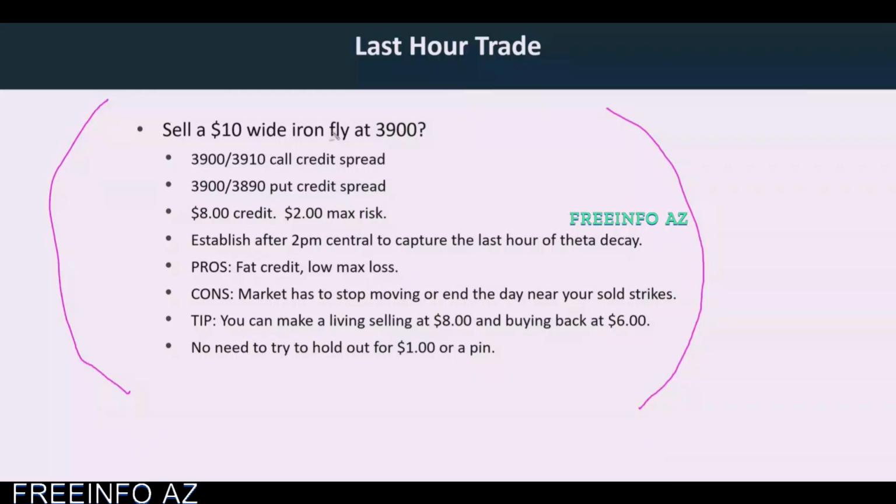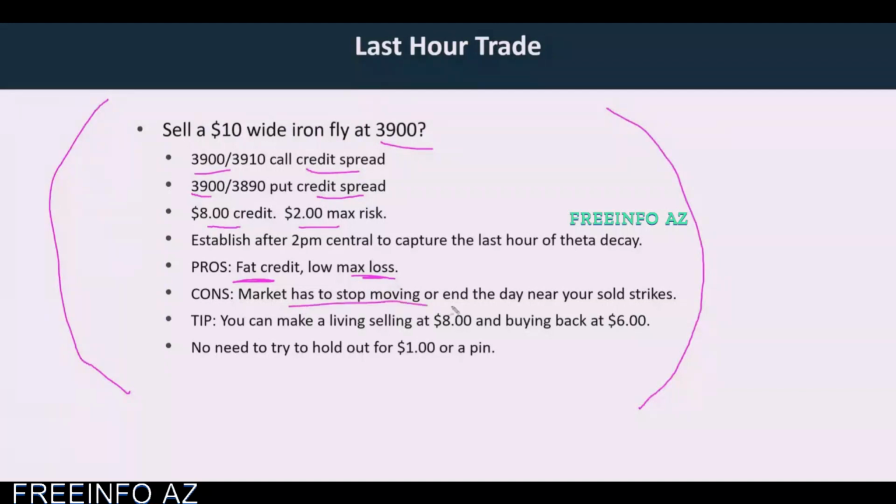I could sell, say, a $10 wide iron fly at 3,900. An iron fly is essentially taking a call credit spread and a put credit spread at the same strike and smashing them together. Typically, you're going to get something like an $8 credit. So your max risk is $2, right? And if you establish it after 2 o'clock, you can capture that last hour of theta decay. The pros are you get a fat credit and a low max loss.